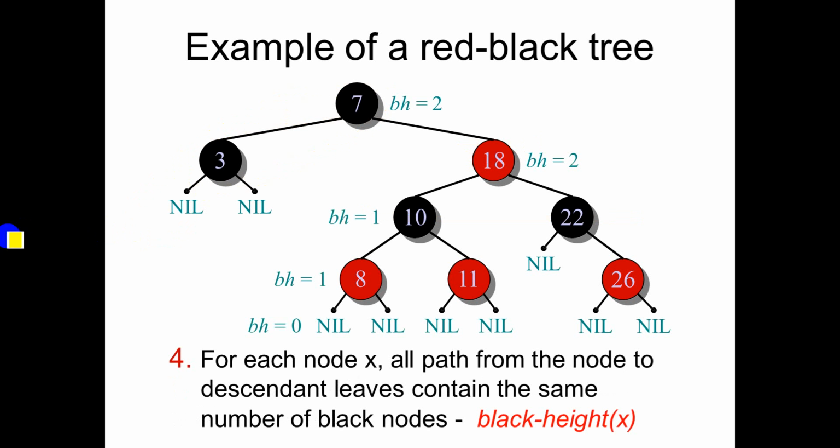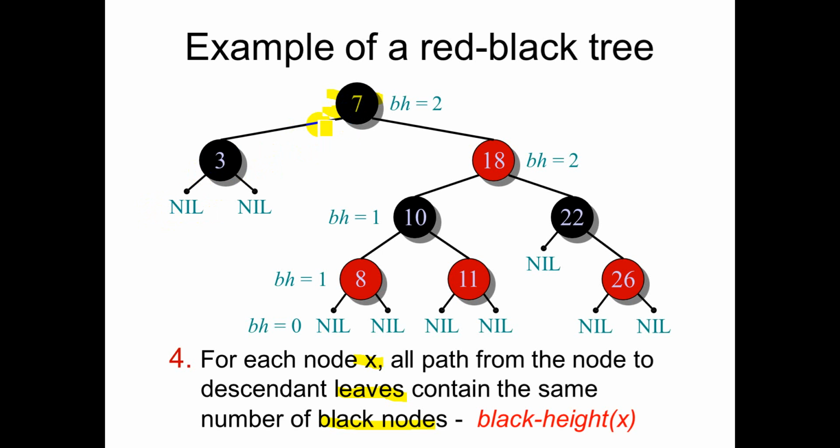Property 4. For each node x, all paths from the node to descendant leaves contain the same number of black nodes. So if you look at node 7 in this one, it contains 2 black nodes for each path to descendant leaf nodes.